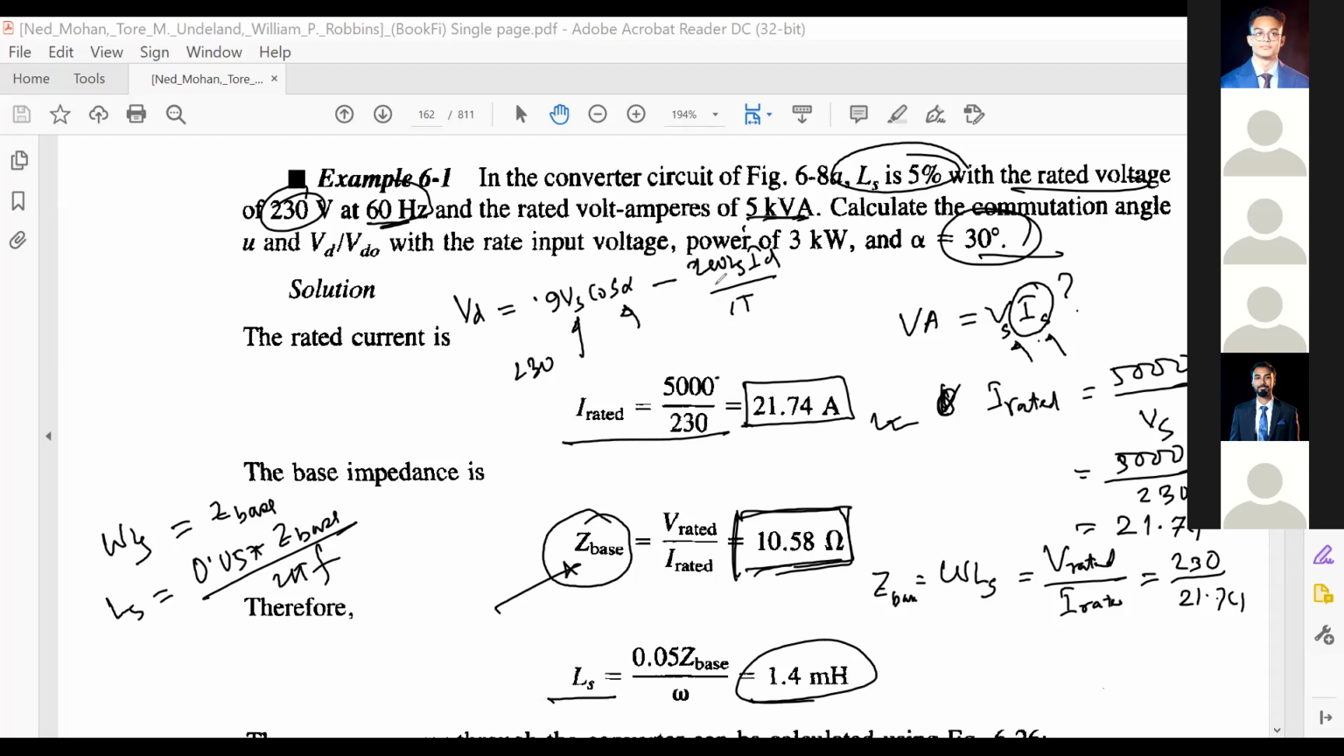So 2 is a factor, omega is equal to 2πf. LS we have already calculated, in millihenry, you put it in Henry. And then what else? ID, so a 3 kilowatt load is there. So we have to find out ID using this equation. Where is the equation I have written? This one. With this equation, we can find out. Okay, let us see.